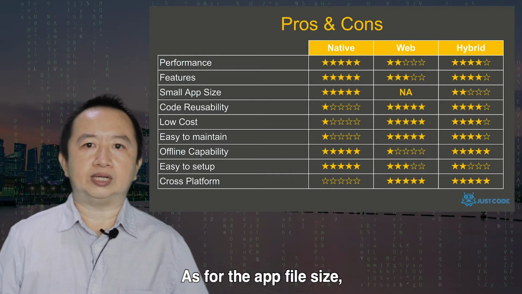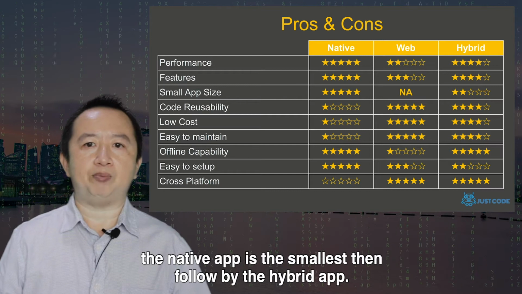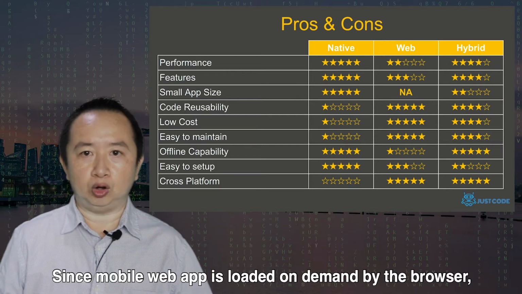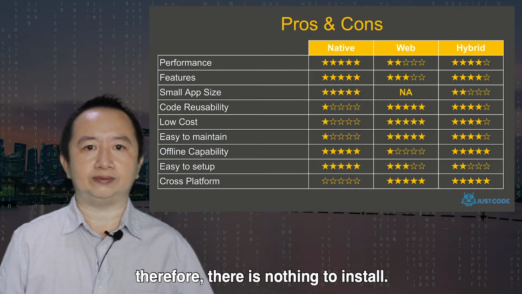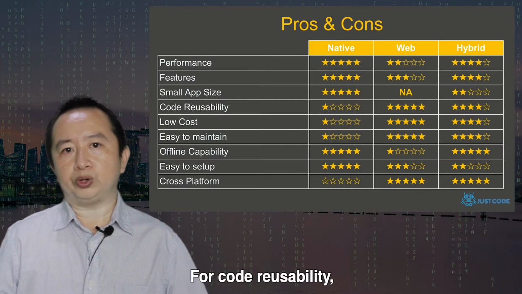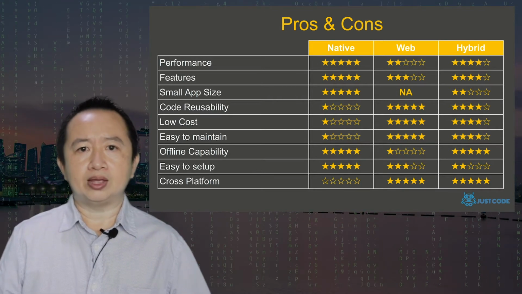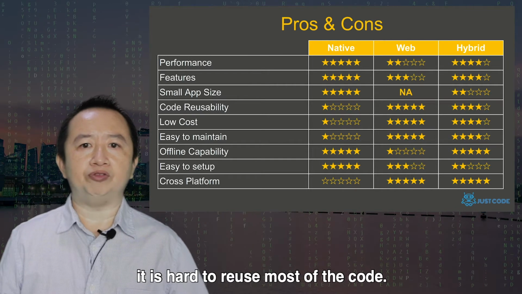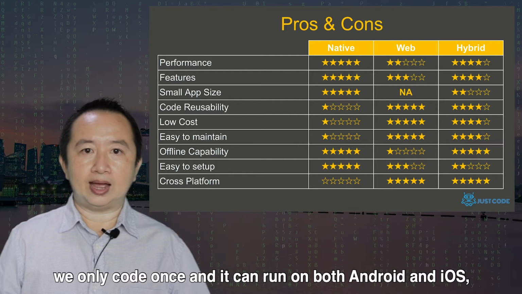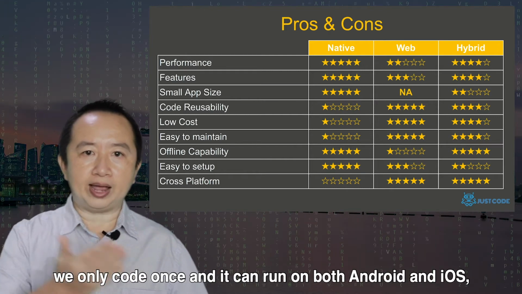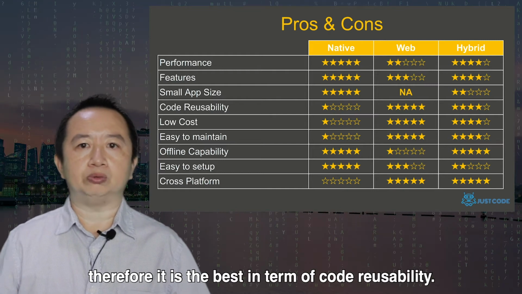As for the app file size, the native app is the smallest, then followed by the hybrid app. Since mobile web app is loaded on demand by the browser, there is nothing to install. For code reusability, since native app is platform dependent, it is hard to reuse most of the code. For mobile web app, we only code once, and it can run on both Android and iOS. Therefore, it is the best in terms of code reusability.